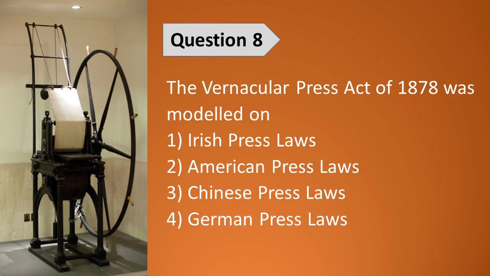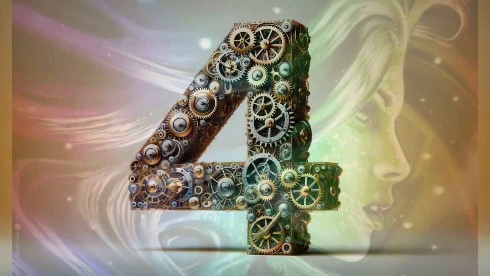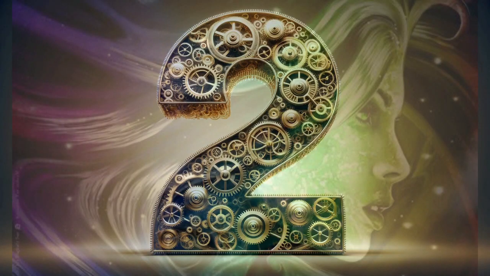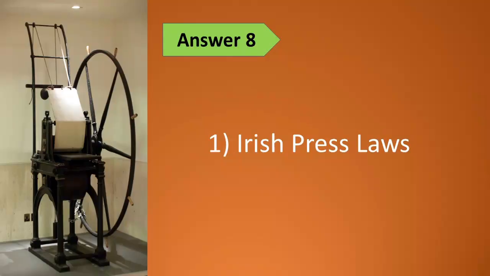Question number 8: The Vernacular Press Act of 1878 was modelled on, and your options are: first is Irish press laws, second is American press laws, third is Chinese press laws, and fourth is German press laws. Answer to question number 8 is Irish press laws.